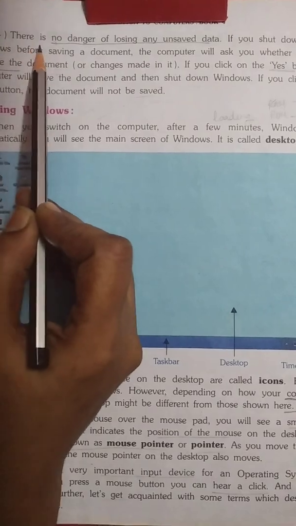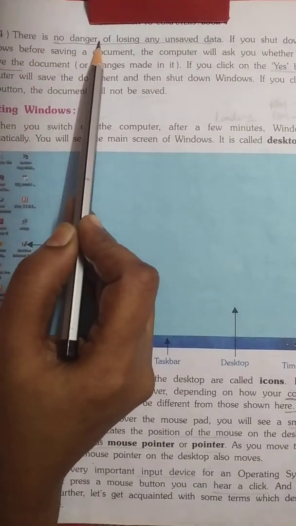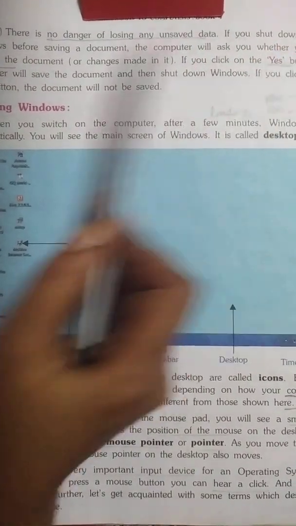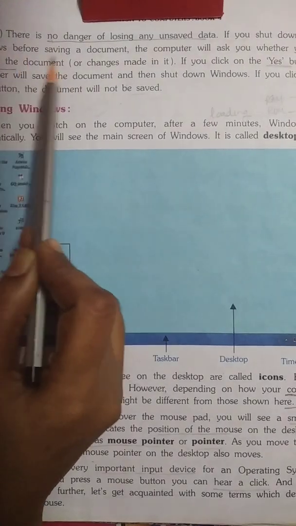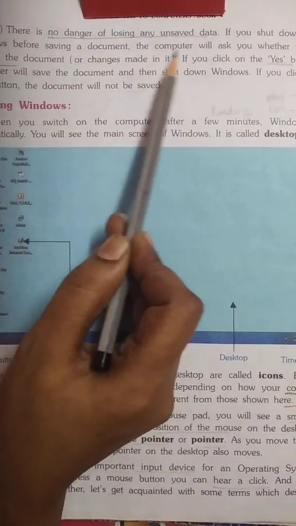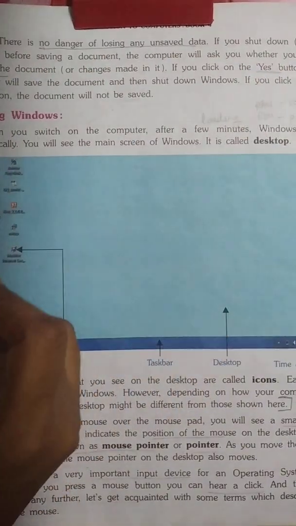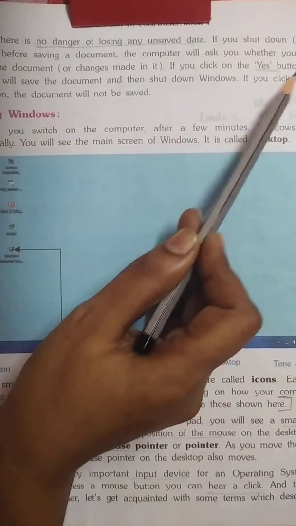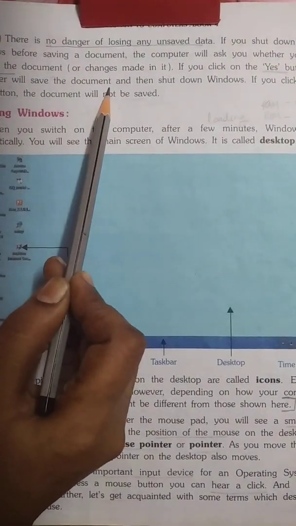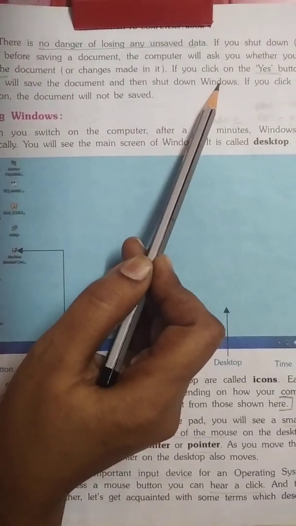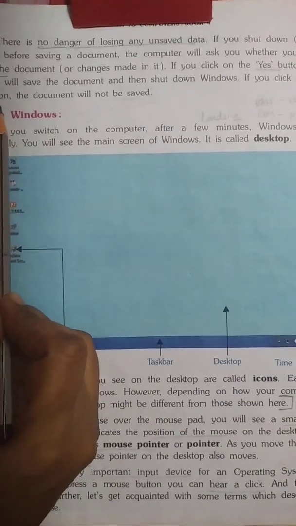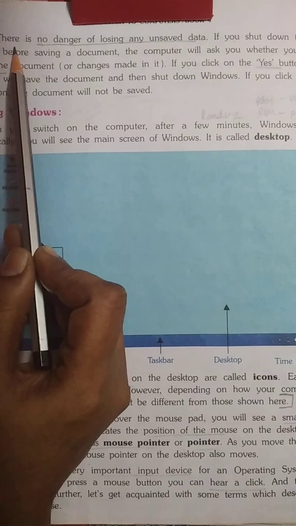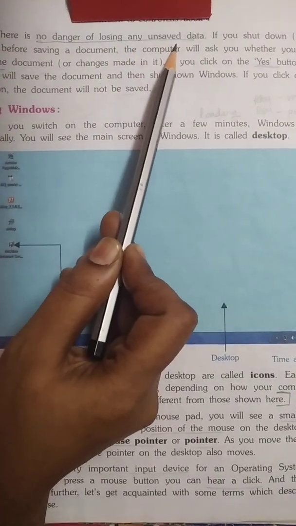Now the next striking feature is that there is no danger of losing any unsaved data. If you shut down or close the window before saving a document, the computer will ask you whether you want to save the document or the changes made in it. If you click on the Yes button, the computer will save the document and then shut down Windows. If you click on the No button, the document will not be saved.